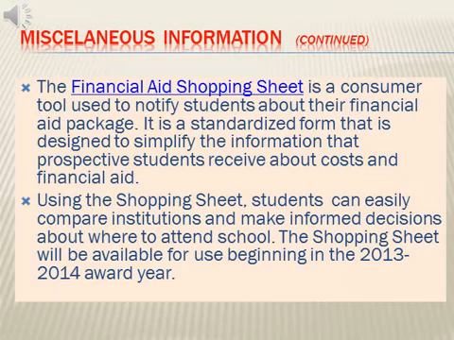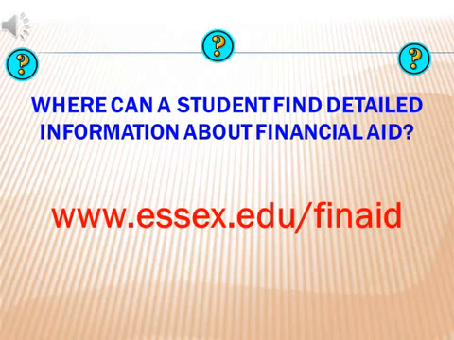Miscellaneous information continues. The Financial Aid Shopping Sheet is a consumer tool used to notify students about their financial aid package. It is a standardized form that is designed to simplify the information that prospective students receive about costs and financial aid. Using the shopping sheet, students can easily compare institutions and make informed decisions about where to attend school. The shopping sheet will be available for use beginning in the 2013-2014 award year.